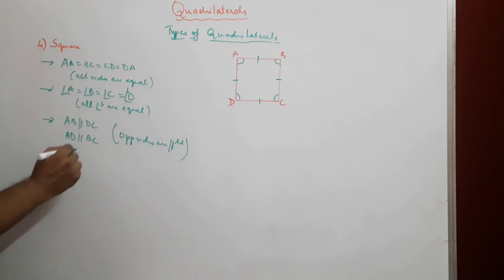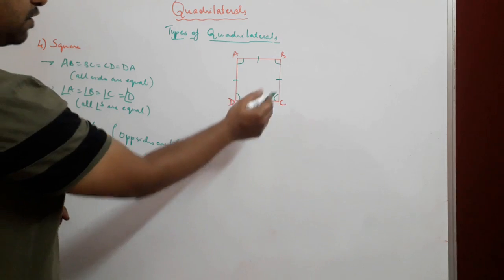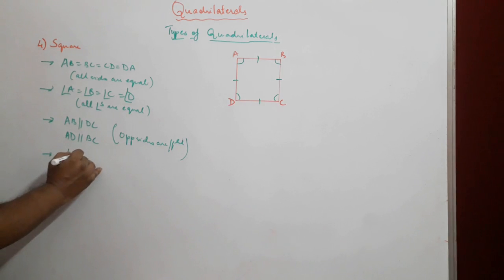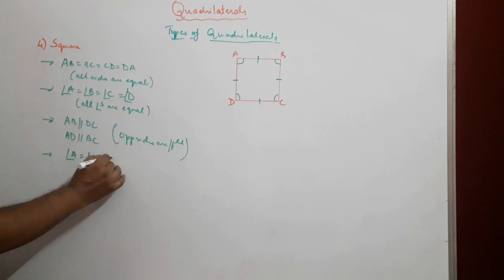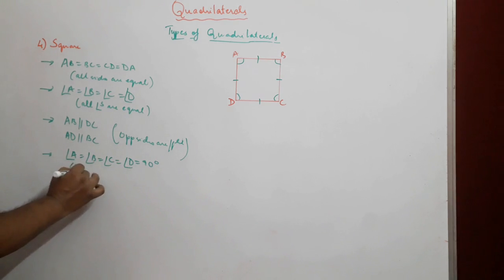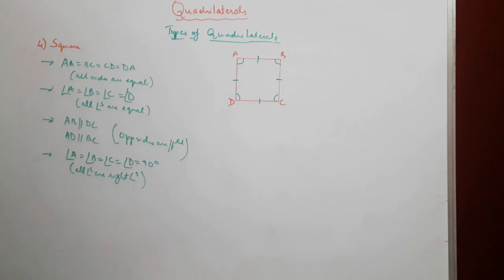Next, we have said all angles are equal, but all angles are also 90 degrees. Since they are all equal to each other, they have to be 90 degrees. That means angle A equal to angle B equal to angle C equal to angle D equal to 90 degrees. All angles are right angles. And what can we say about their diagonals? Obviously their diagonals have got to bisect each other. So we can say that as well of the diagonals of a square.